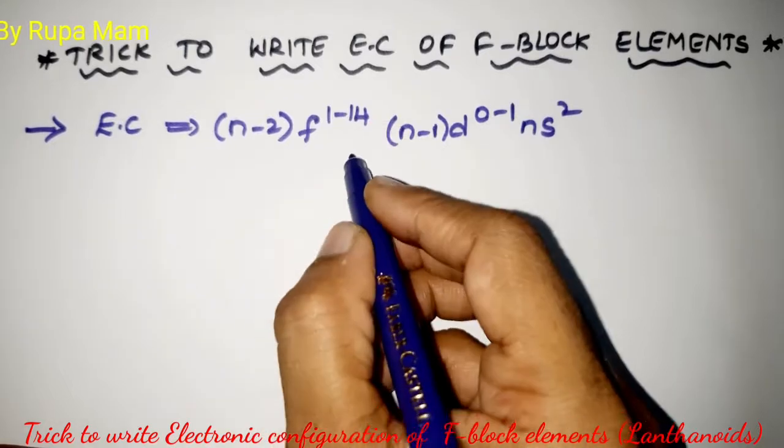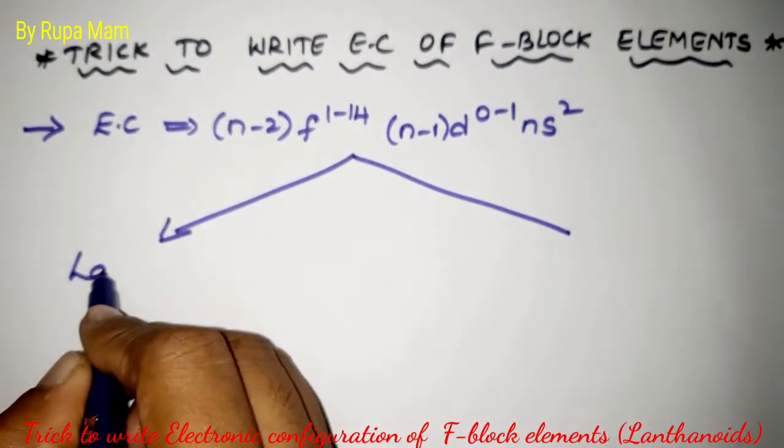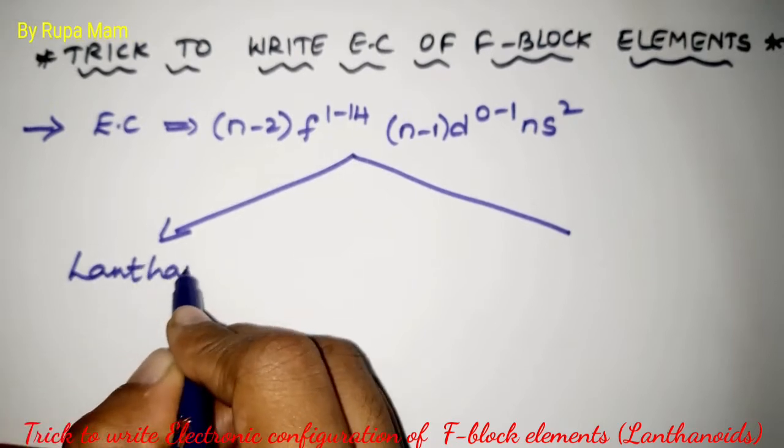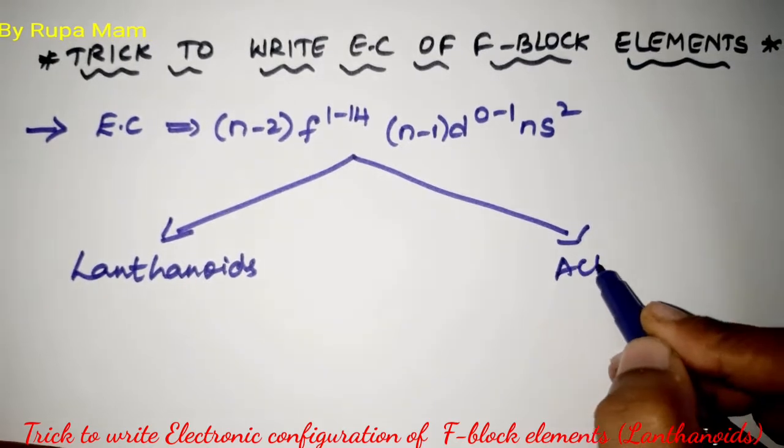In f-block elements, there are 2 series. What are those 2 series, students? One is the lanthanoids and the other one is the actinoids.